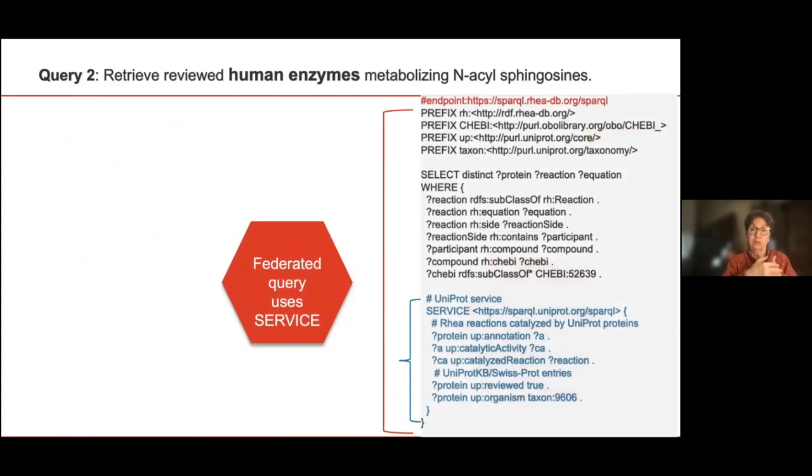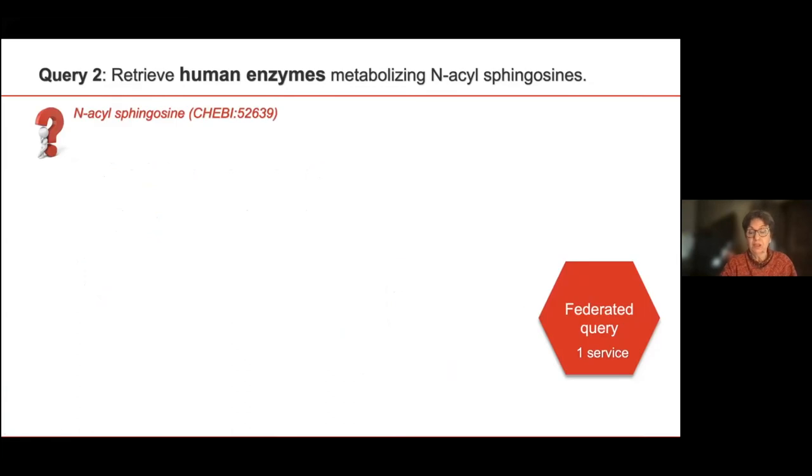So here is the query corresponding to answer our question. It will be sent from the Rhea endpoint. You remember the prefix, the select, and the condition. And here we have an additional block, which is a service to the UniProt endpoint with the query for this part. So said differently, our query is to retrieve compounds with reactions catalyzing N-acyl sphingosine and their human enzymes.